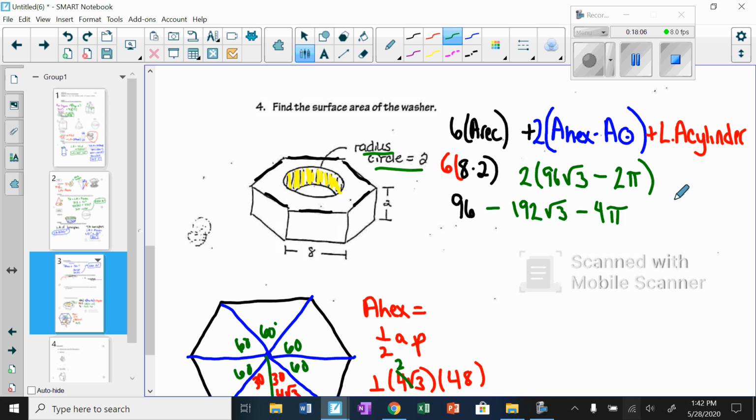Now we want to find the lateral area of a cylinder. Well, the lateral area of the cylinder is PhD, right? Pi, height, diameter, the little diploma. So pi is pi. Height of the cylinder is the same as the height of the washer, which is 2. And the diameter, if the radius is 2, the diameter is 4. So we are plus 8 pi.